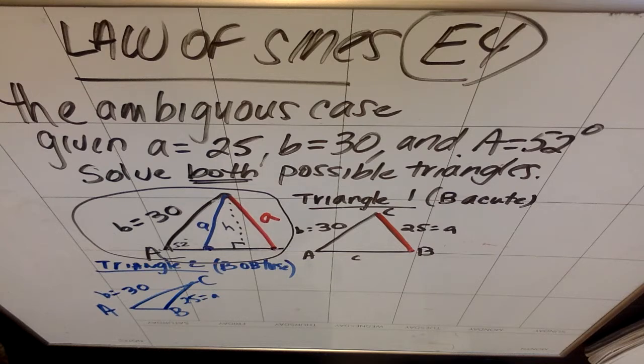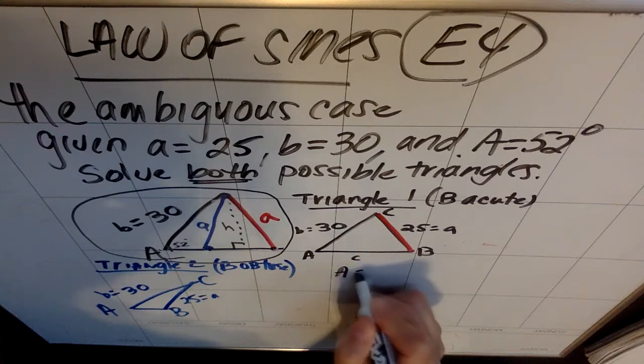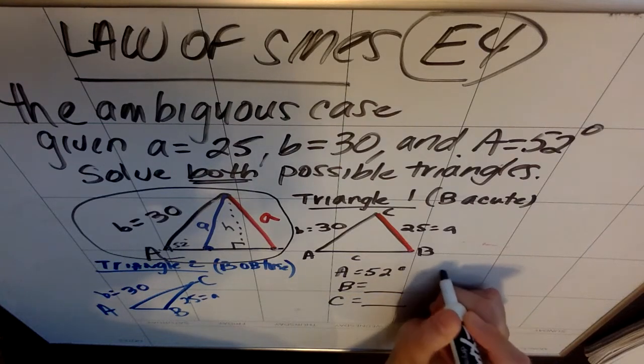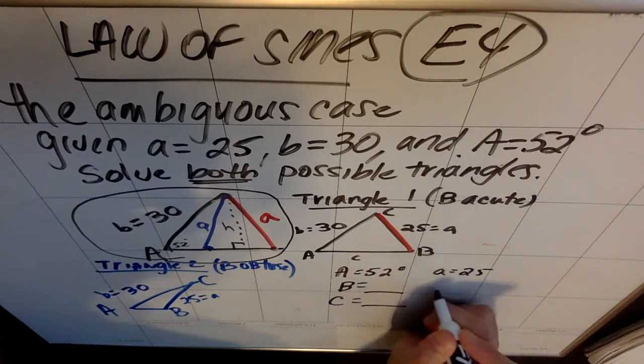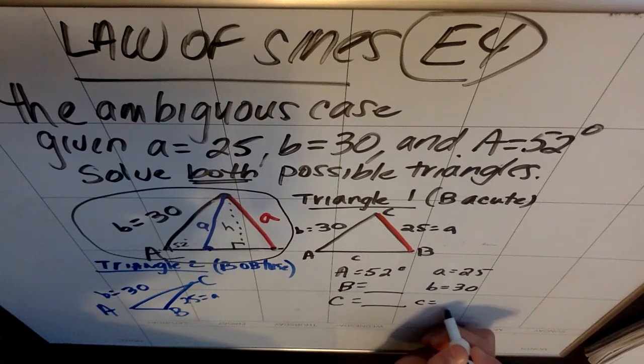Again, it's a trick question when you see these kinds of ambiguous cases, but if I ask you ahead of time to solve both triangles, I've already spoiled for you that there's a trick. So let's start with triangle 1. I'm going to list what I know. I know big A is 52 degrees. I don't know big B. I don't know big C. I do know little a is 25. I know little b is 30, and I don't know little c.